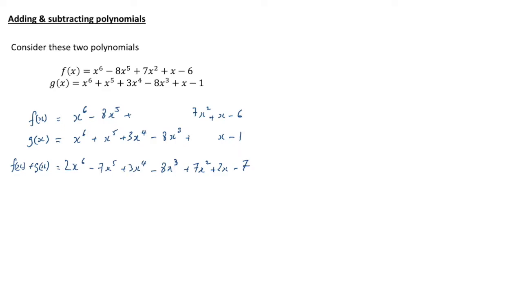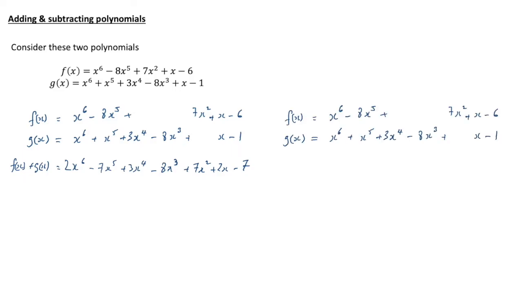The 7x squared, which is part of f of x, again there's nothing to add to that one, so that's 7x squared. But then we have an x in both of them, so they add up to 2x. And finally we have minus 6 add minus 1, which is minus 7.